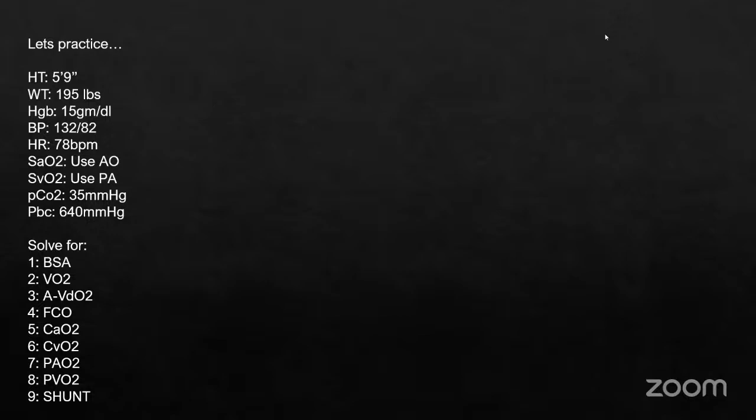What is my cursor here? It's asking for BSA. Do I have the elements to get BSA? Hypothetically, what information do I need for BSA? Height and weight. Height and weight, do I have it? Yes, I do, perfect. All right, the next one is VO2. What elements do I need for VO2? Let's say the constant 125 and BSA, right? So if I resolve for BSA, then I'm golden there.